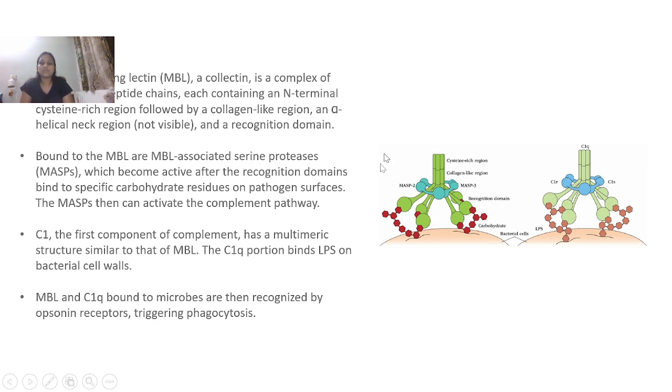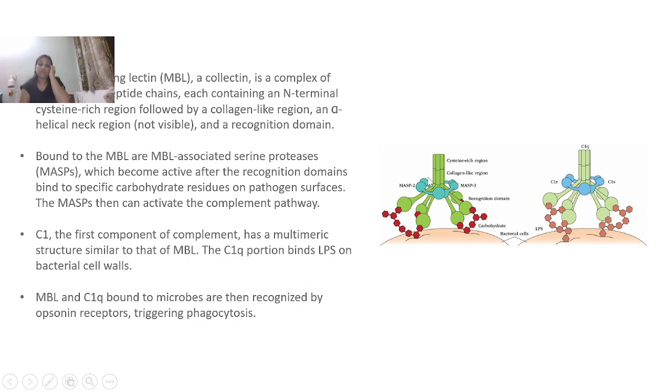This will form a complex of polypeptide chain and interact with these mannose which are present in different bacteria, fungi. There are different kinds of serine proteases, MASP. So you can see these are MASP, which will become active after the recognition domains bind to the specific residues on the surface of the pathogen. And then it can activate the complement pathway.